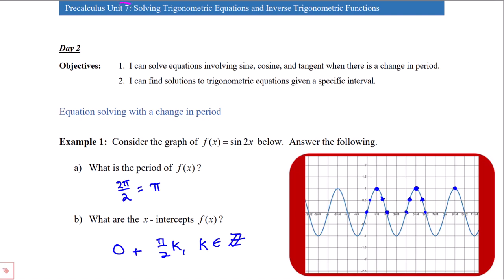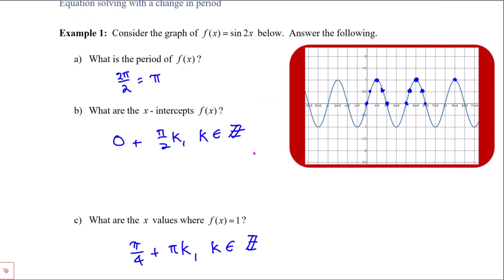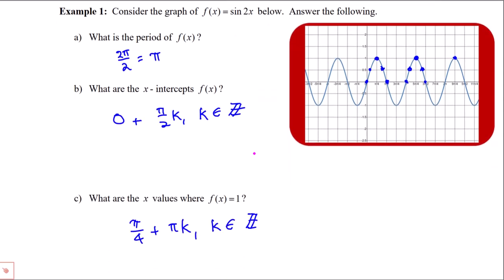Okay, Unit 7, Day 2. Let's make some small, subtle changes here and see what happens. So now we have sine of 2x, and I hope you remember that the 2 changes the period. It's 2 pi over b, where b is 2, so now our period is pi.